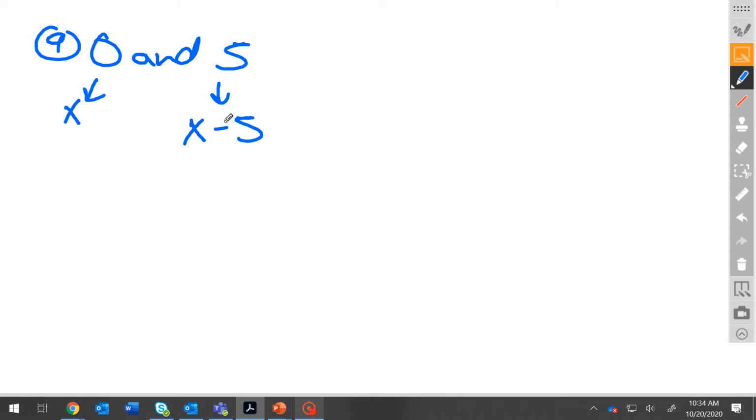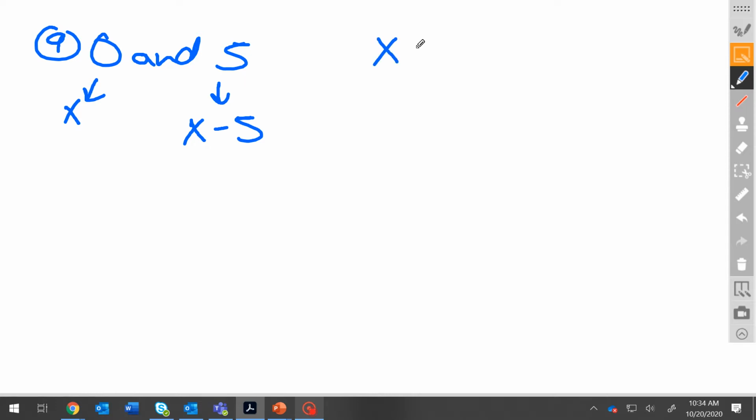Number 9 says write a quadratic equation in standard form with the given roots. And the roots that it gives me are 0 and 5. So if I wrote this in factored form first, it needs to be in standard form, but if I wrote it in factored form first, 0 implies that x is one of the factors, and 5 implies that x minus 5 is one of the factors, because 0 would make this factor 0, and 5 would make this factor 0.